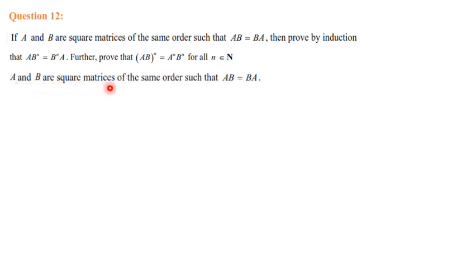A and B are square matrices and AB equal to BA. And what we have to prove, that we have to write, that is AB power n equal to B power n into A. And this result we have to prove by the method of mathematical induction. This method we used in the previous session, that is in the first part of miscellaneous exercise.